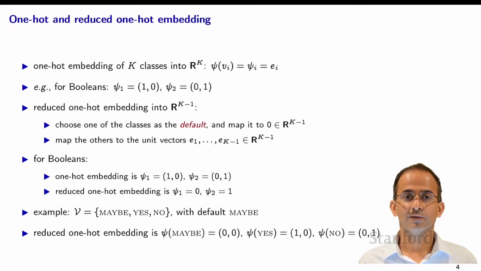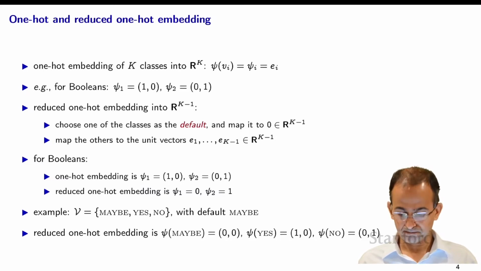We might also have yes, maybe, no, and the default be maybe, in which case that's three categories. We would map it to R2 via the reduced one-hot embedding, and we put maybe as the default, so maybe would map to the origin, yes might map to 1, 0, and no might map to 0, 1.